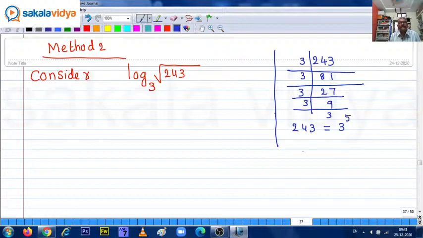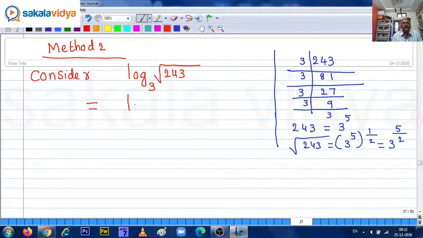But we need the square root of 243. That means 3 to the power of 5, whole to the power of half. This is 3 raised to the power of 5 by 2. So now let us replace here. This equals log 3 to the power of 5 by 2 to the base 3.